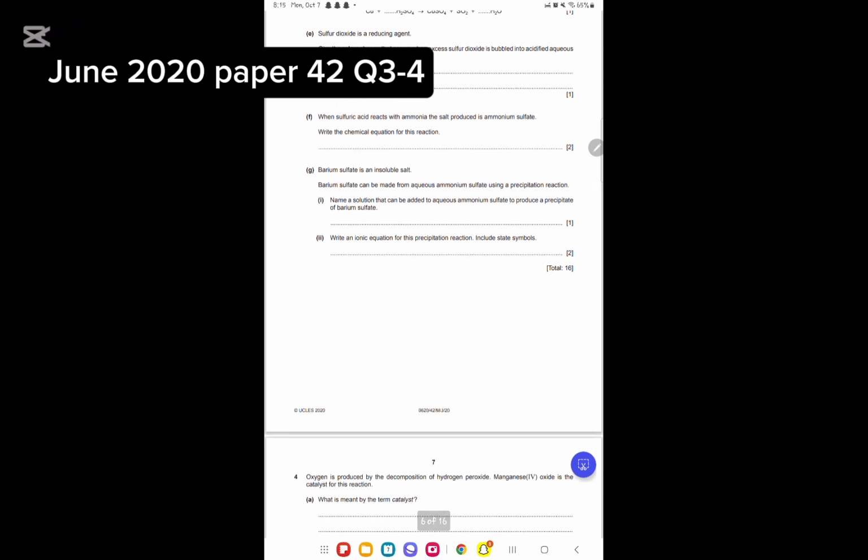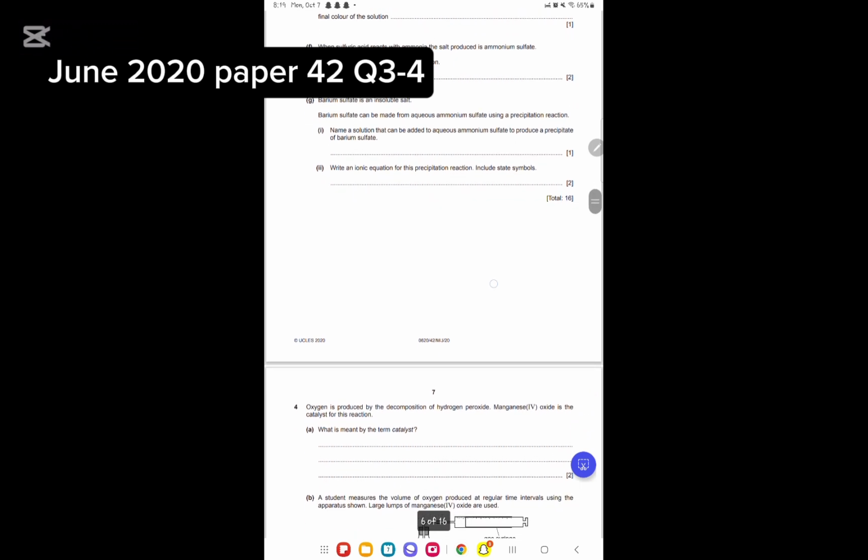Now, sulfur dioxide is a reducing agent. Give the color change that occurs when the excess is added. Okay, so sulfur dioxide is a reducing agent, meaning that it will reduce the other reactants. So we have sulfur dioxide and acidified aqueous potassium manganate. This color is purple. Whenever you have potassium manganate, it is a purple color. So our starting color is purple, and because sulfur dioxide is our reducing agent, it will reduce the color until there is no color, so we call it colorless.